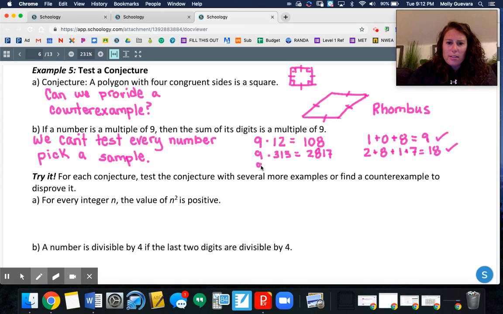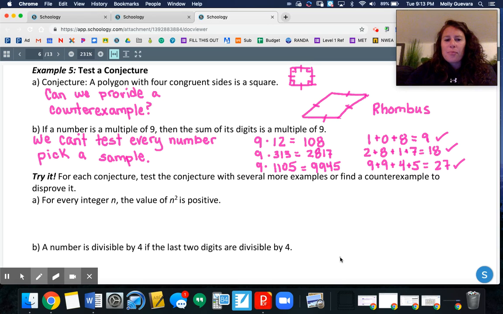Okay, now let's try this. 9 times 1,105, which is 9,945. If I add up these numbers, 9 plus 9 plus 4 plus 5. 9 plus 9 is 18, right? Plus 4 is 22. Plus 5 is 27. Is 27 a multiple of 9?